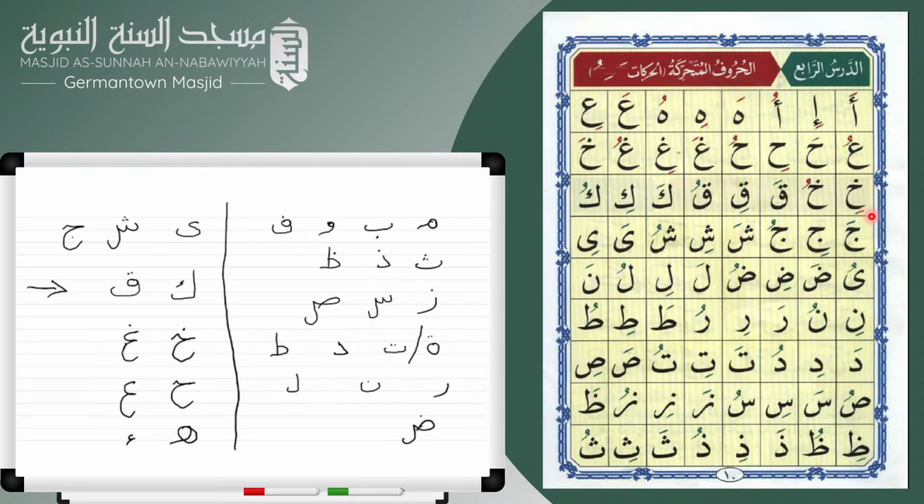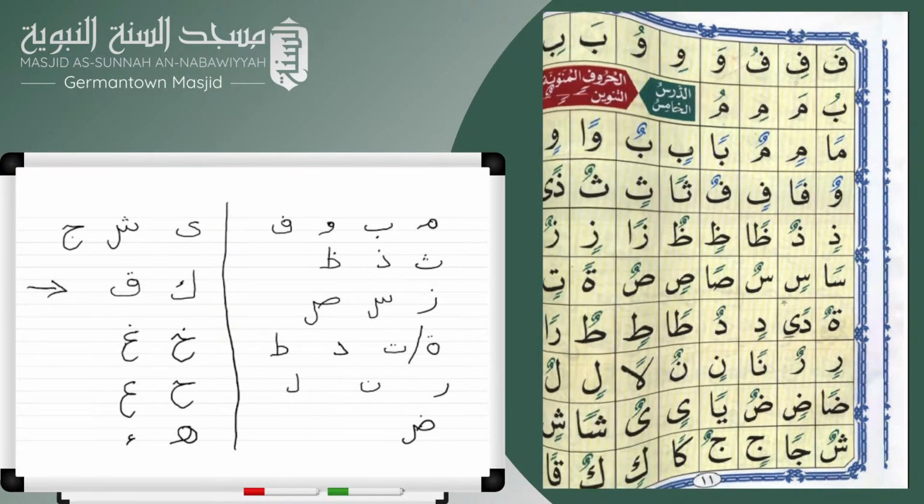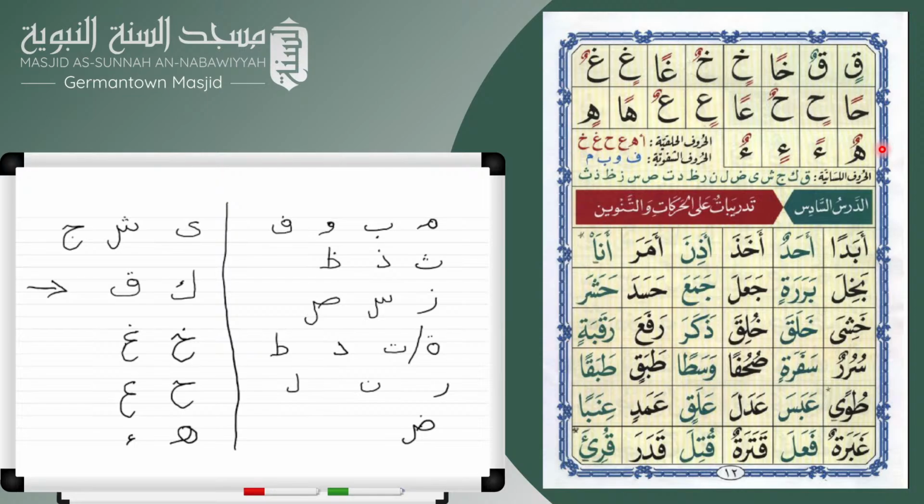Qaf, kaf, back of the tongue. Jim, sheen, middle of the tongue. So for the vowels, he goes from where? From the bottom of the throat to the tip of the lips. And then for the tanween, what does he do? He goes back down from the lips to the bottom of the throat. So we see the structure of what the author is doing. Is that clear? Everything is very meticulous and very detailed, the structure of the book.